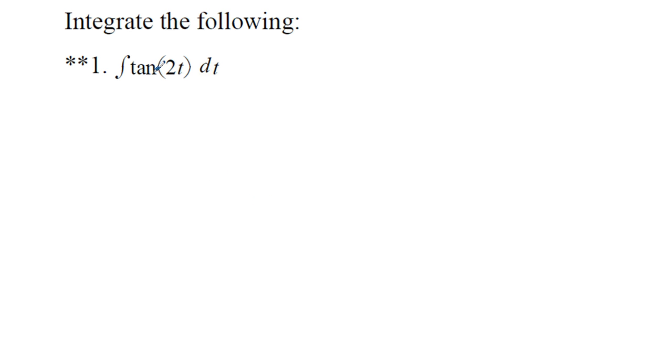We have the integral of tangent of 2t dt. And what we're going to do is take this 2t and make a u substitution. So we're going to say let u equal 2t. And therefore du is equal to 2 dt. And dt is going to be equal to du over 2. And so that's what we're going to do, to replace this dt here.